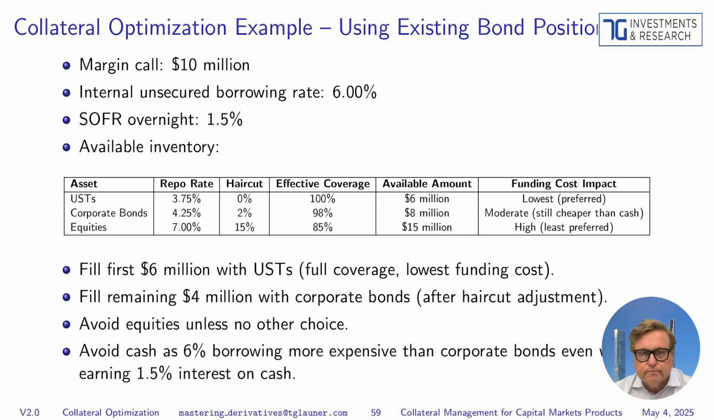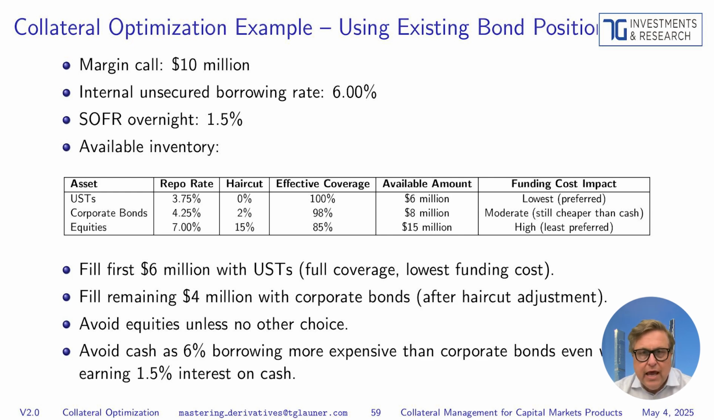First, we post the full $6 million available in US Treasuries. They have no haircut, offer full effective coverage, and the lowest repo cost at 3.75%. We still need to cover $4 million. We move next to corporate bonds. Accounting for the 2% haircut, we need to post slightly more, about $4.08 million, from our $8 million available inventory.